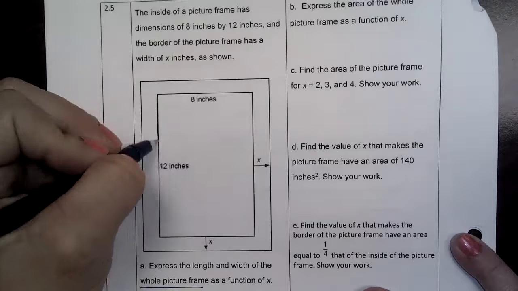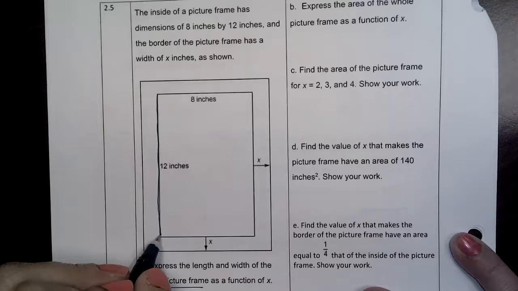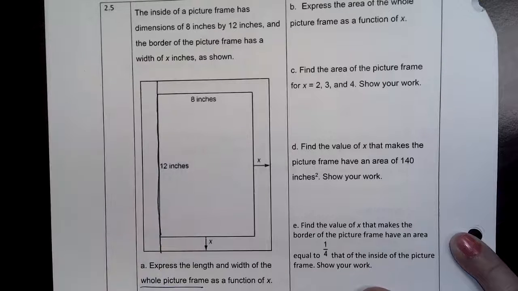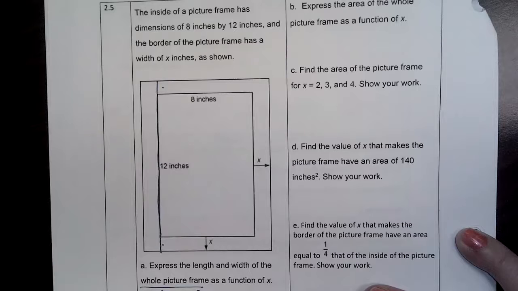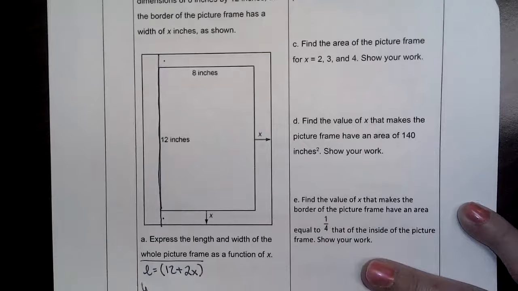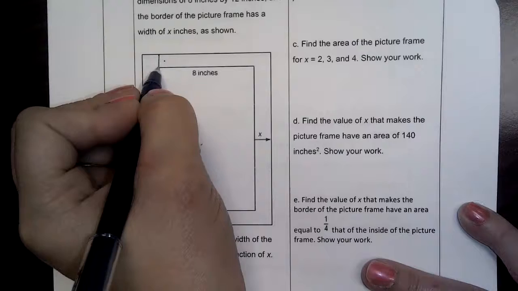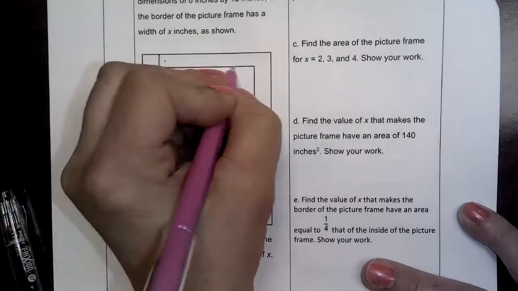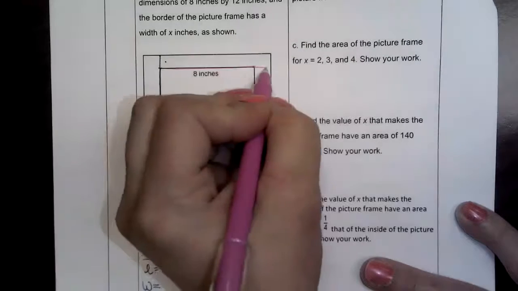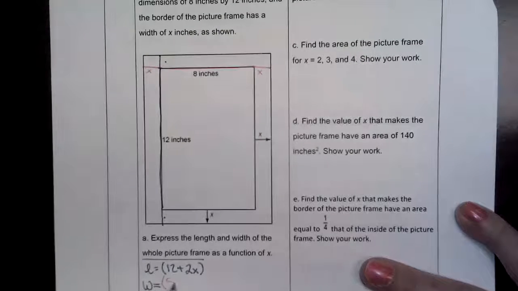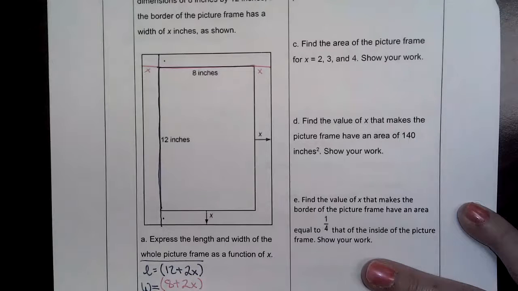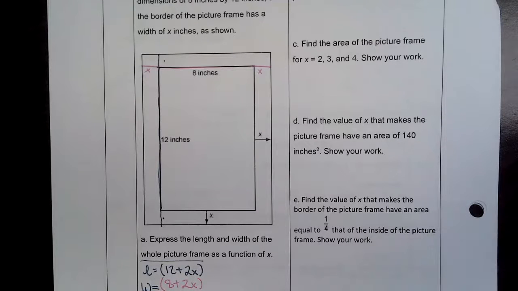Well, if the inside is 12, then the whole picture frame, all the way to there and there, the length is going to be 12 plus this X and that X, so plus 2 X's. Our width is from here to here, 8 inches, but I need the whole thing all the way to there and there. So that's an X and that's an X. So my width then is 8 plus 2X also. Okay, so that's all they want for A: express the length and the width.